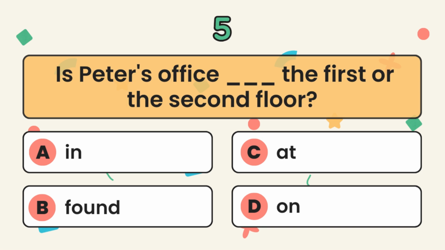For number 5, is Peter's office blank the first or the second floor? So the correct answer here is the word on, which is the letter D. Why on? Because just like in the preposition of time, we will use the word on in describing a surface. So the second floor and the first floor are part of a surface. Kaya ang correct word that we will use is on, since yung tinatanong niya is yung surface, which is the first or the second floor, yung kung saan yung office ni Peter. Nagigets po?